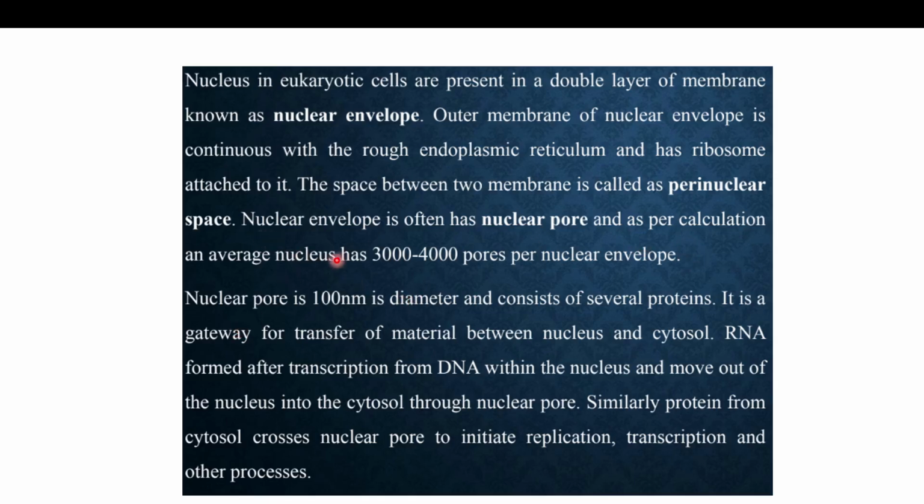An average nucleus has approximately 3000 to 4000 pores per nuclear envelope. The nuclear pore is approximately 100 nanometers in diameter and consists of different kinds of proteins. Basically, it's a pathway, a gateway for transfer of material between the nucleus and the cytosol, like inside the nucleus and outside the nucleus.